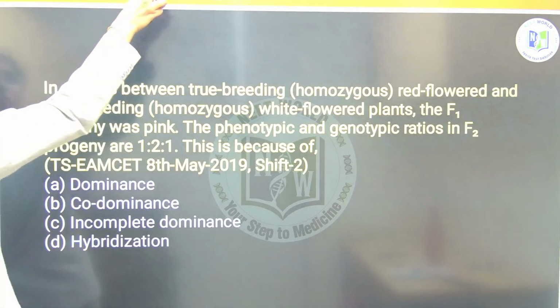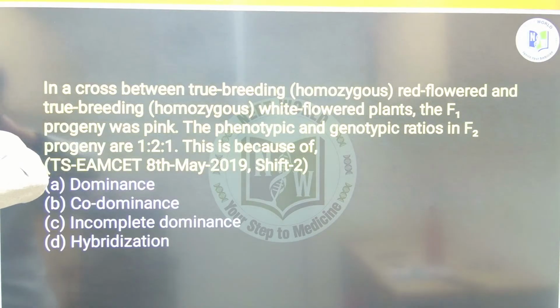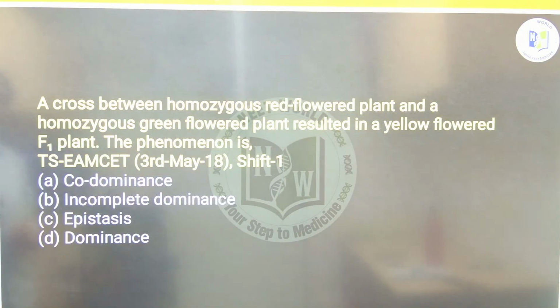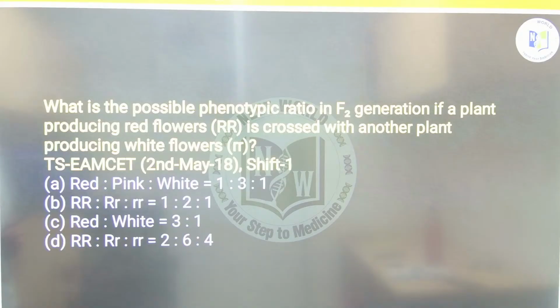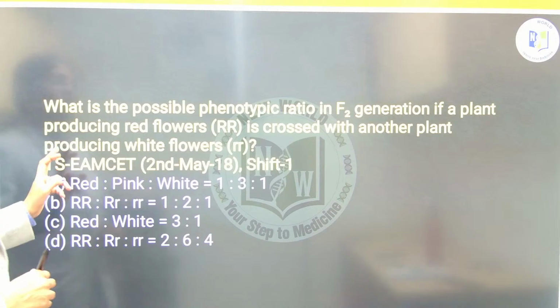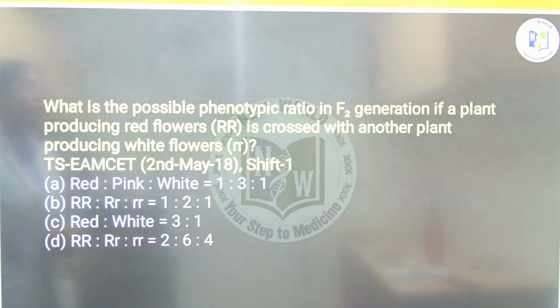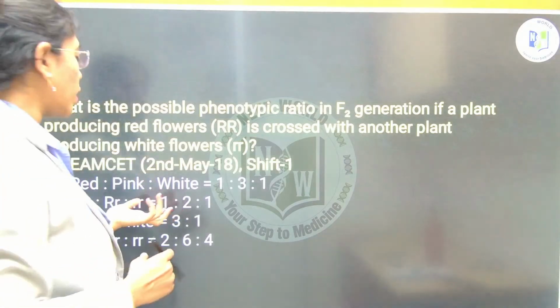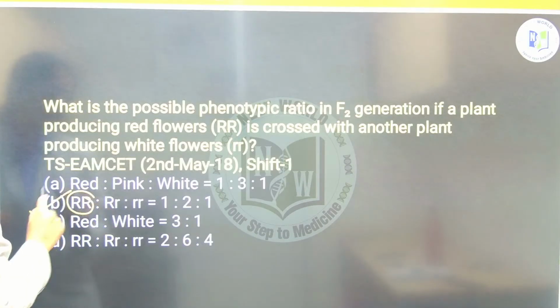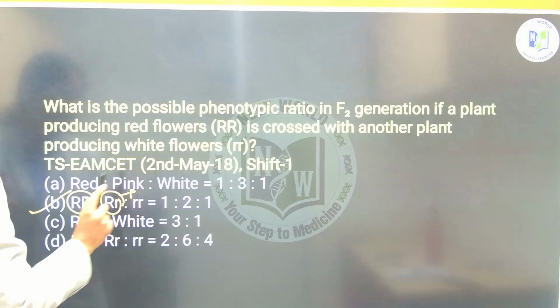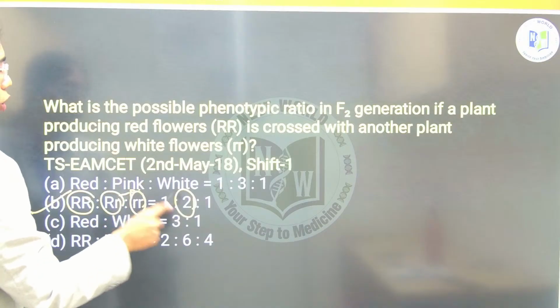Next question. Many times the questions are asked from incomplete dominance itself. What is the possible phenotypic ratio in the F2 generation when red flowers are crossed with white flowers? It will be 1:2:1, both phenotypic and genotypic ratios. Capital R for red, heterozygous pink, of which you will obtain 2, and homozygous recessive is 1.